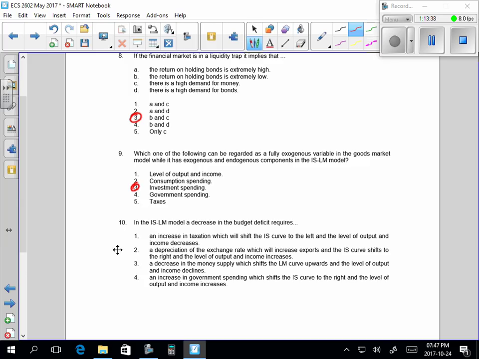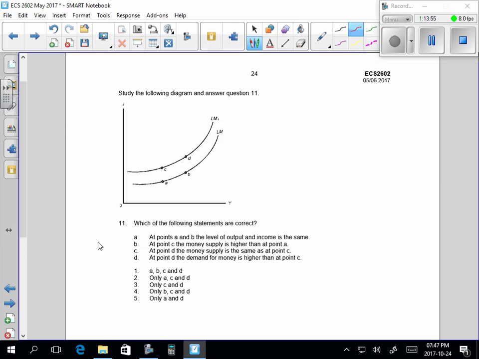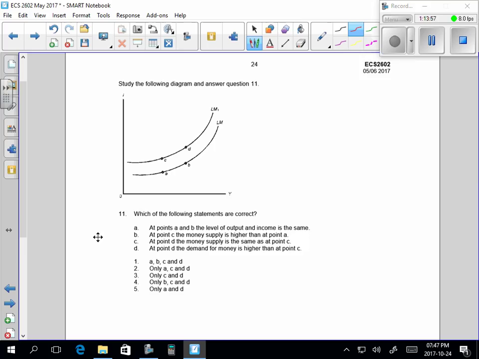Number 10, in the ISLM model, a decrease in the budget deficit, remember, that is contractionary fiscal policy, requires an increase in tax and or a decrease in government expenditure, which would shift the IS curve to the left. Number 11, comparing the different points of those different LM curves, it is option 3.